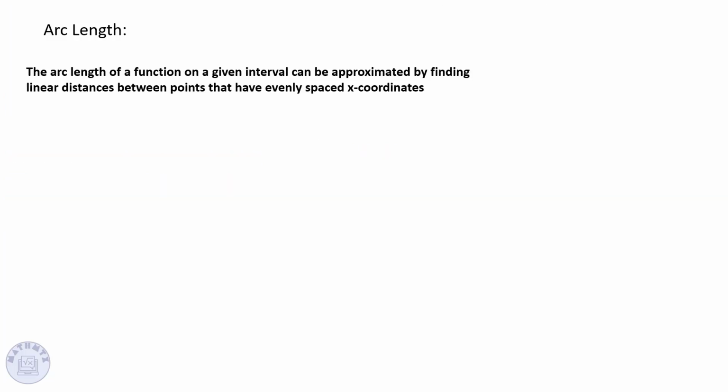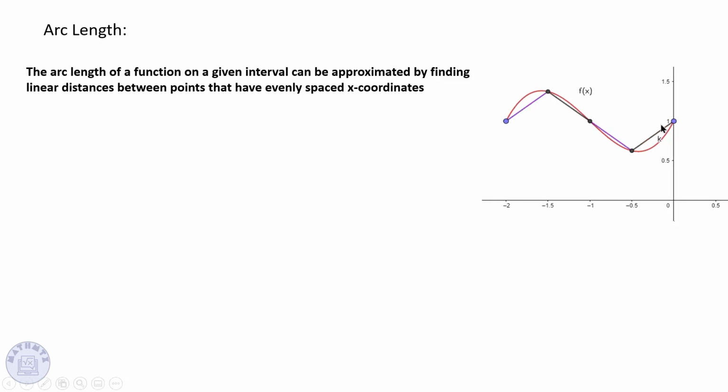All right. Moving to the second part of the lesson, the arc length of a function on a given interval can be approximated by finding linear distance between points that have evenly spaced coordinates. So for example, we have this curve and we want to find the arc length, or the length of the curve. Then we will divide this curve into evenly spaced intervals, and then we will find the distance between the endpoints for the straight line or the line segment between these endpoints.